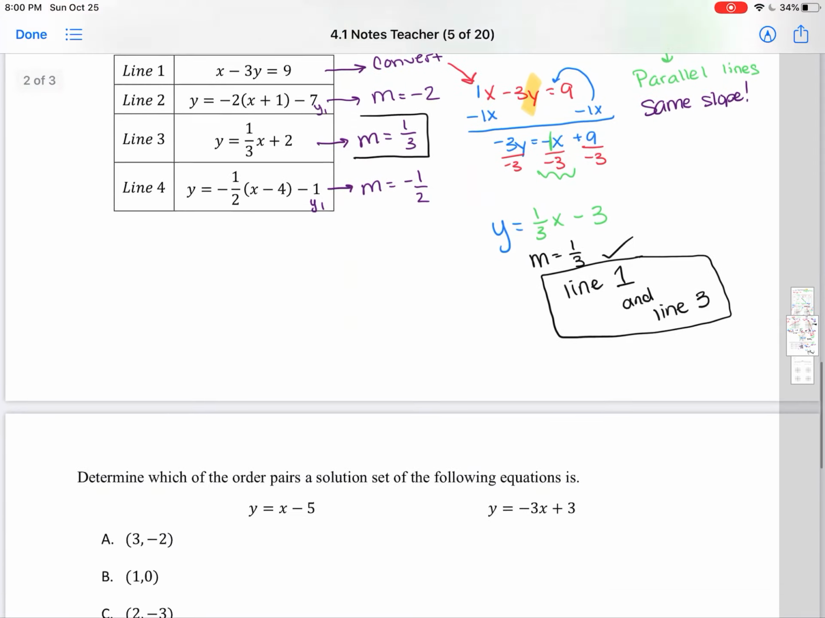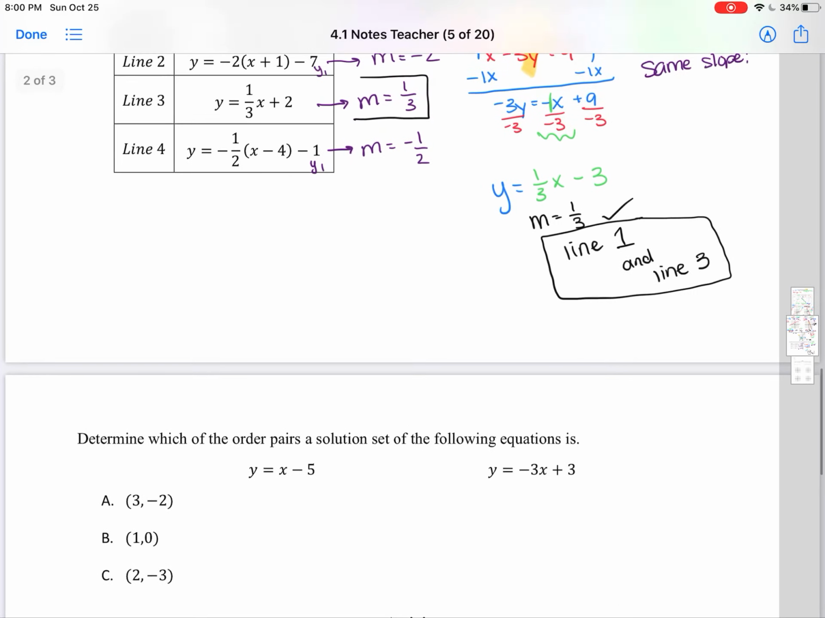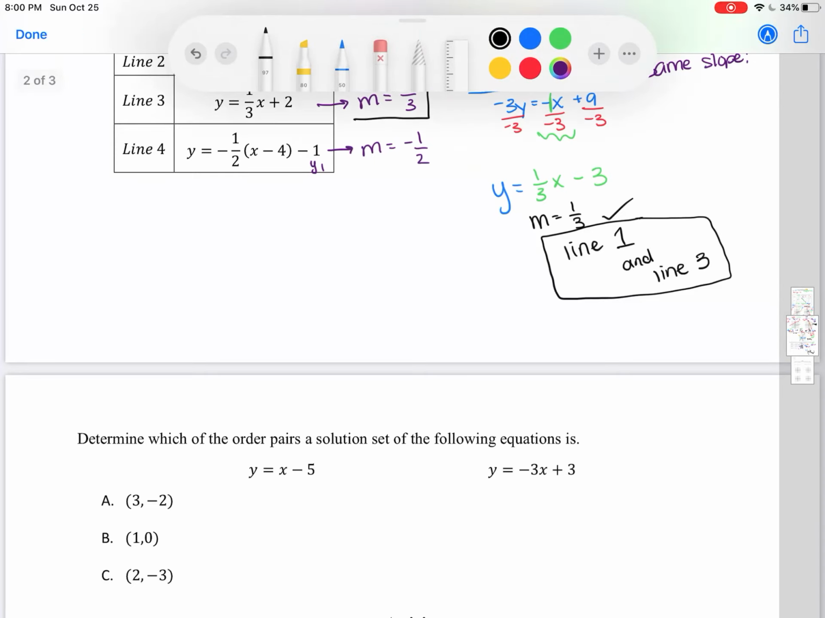All right. These are the types of questions the district is going to throw at us. We have to make sure we can dissect these questions and break them down so we know what we can answer them as. All right. And then for the last question, it says determine which of the ordered pairs is a solution set of the following equation. All right.